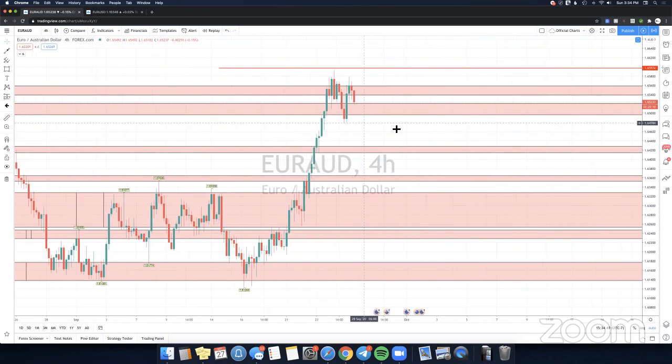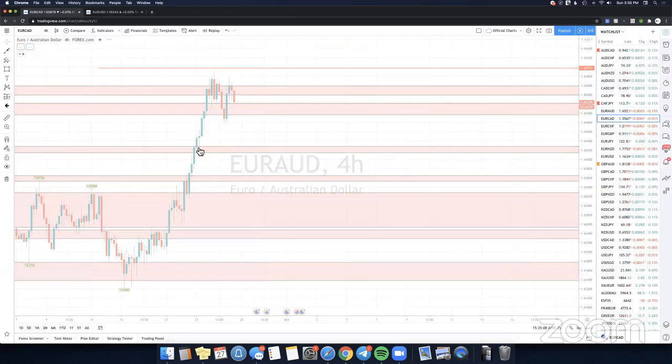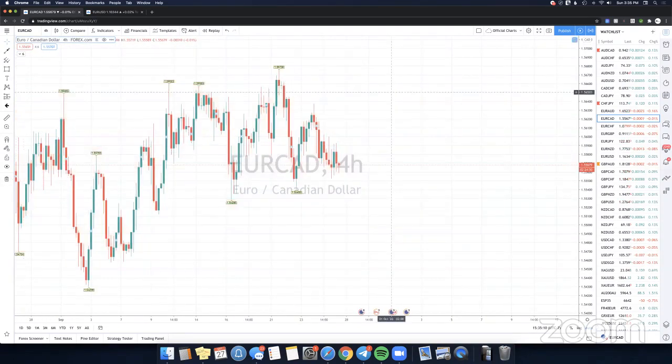But just for your reference, the upper zone right here is at 1.65594, and then the lower zone down here is going to be 1.64965. Let's keep going down further. Draw the zones over here real quick.